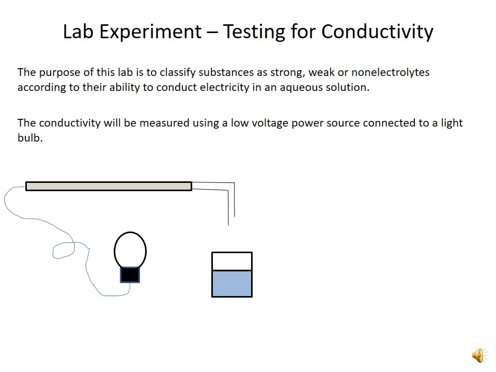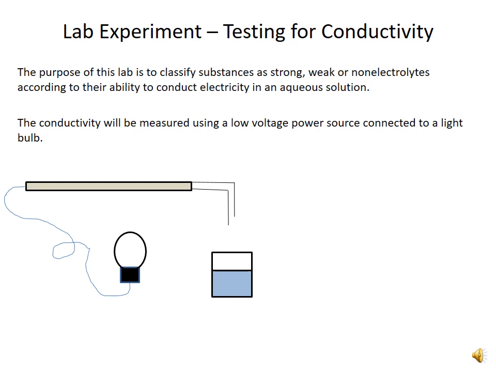So what are you actually going to do in the lab? For each pair of you, there will be a setup that contains electrodes that are connected to a low voltage power source and a light bulb. And what you're going to do is test a series of substances and determine, based on the light bulb, whether it's a strong, weak, or non-electrolyte.